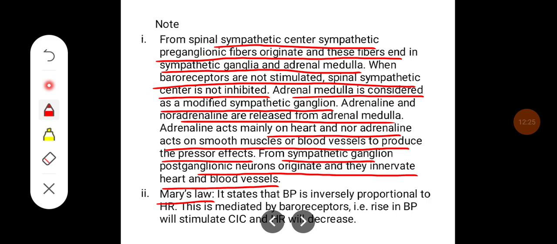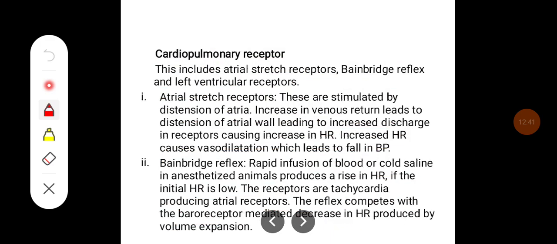Marey's law states that the heart rate is inversely proportional to the BP and not vice versa. So this is mediated by baroreceptors. That is, a rise in blood pressure will stimulate CIC and heart rate will reduce.